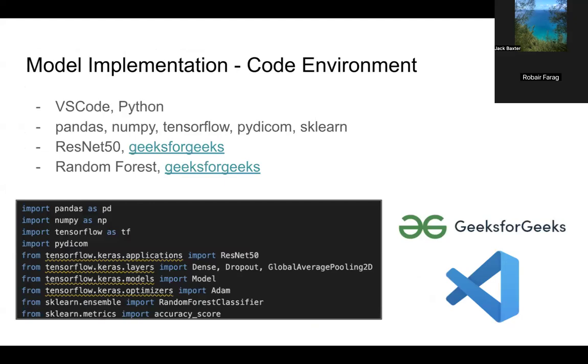And for the model implementation, for the code environment we used Visual Studio Code, and of course we used Python. And then we used Pandas, NumPy, TensorFlow, pydicom, and sklearn. Those are some of the AI solutions that we used. And then of course we used ResNet 50 and the random forest, which were our methodologies for the AI.